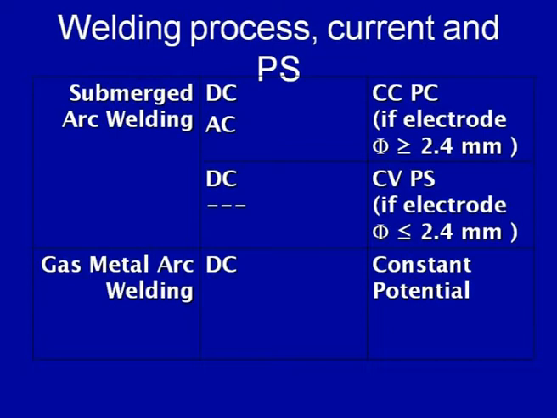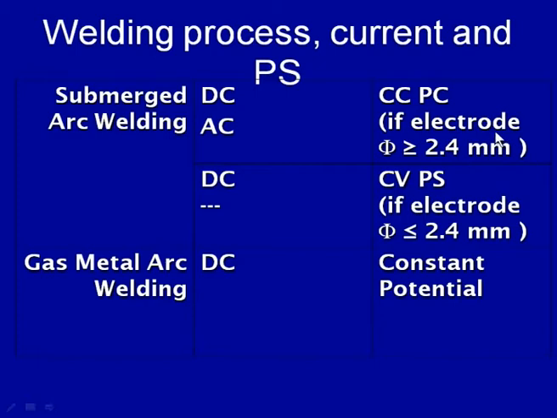While in case of the submerged arc welding process, DC and AC both can be used, but normally the constant current type of power sources are used with large diameter electrodes greater than 2.4 mm size in case of steel electrode welding, because in case of large diameter electrodes, the constant voltage power source does not help to get the self regulating arc.